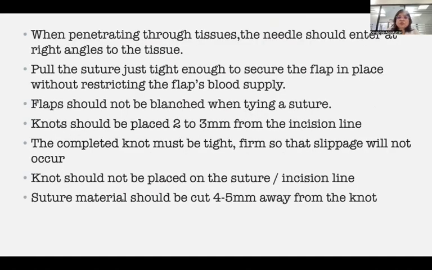When penetrating the tissues, the needle should enter at right angles to the tissue. And when you pull the suture, pull it tight enough to secure the flap in place without restricting the flap's blood supply. The flap should not be blanched when tying a suture. The knot should be placed 2 to 3 millimeters from the suture line. The completed knot must be tight and firm so that slippage will not occur. The knot should never be placed on the suture or the incision line. The suture material should be cut 4 to 5 mm away from the knot.